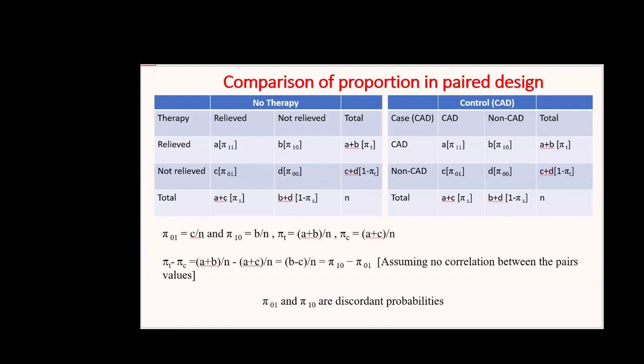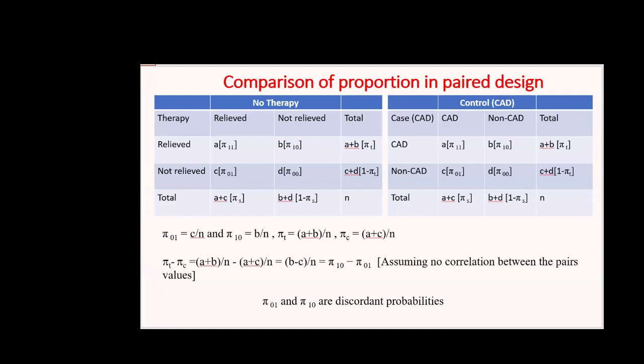Relieved with relieved and not relieved with not relieved, A and D, are called concordant. They agree, both pairs agree with the treatment and the control. Discordant are B and C. So we consider only B and C for finding the sample size because they are discordant. Discordant means some B pairs are relieved by the therapy but not by control, and C pairs are relieved by control and not relieved by therapy. So which one is the higher group? We compare B versus C.